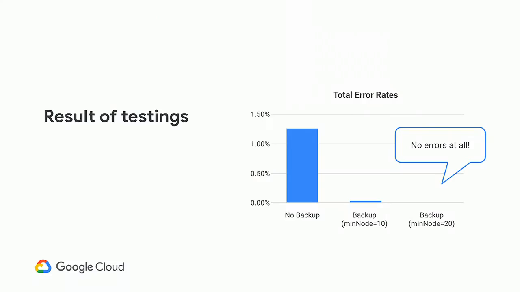This is a result of the load testing with the backup endpoint. The figure shows the total error rates of several settings: no backup, backup with 10 minimal nodes, and backup with 20 minimal nodes. In the case without a backup endpoint, on the left, about 1.3% of errors remained. In the middle setting of the backup with 10 minimal nodes, although small errors still remained, the backup can deal with most of the main endpoint errors.